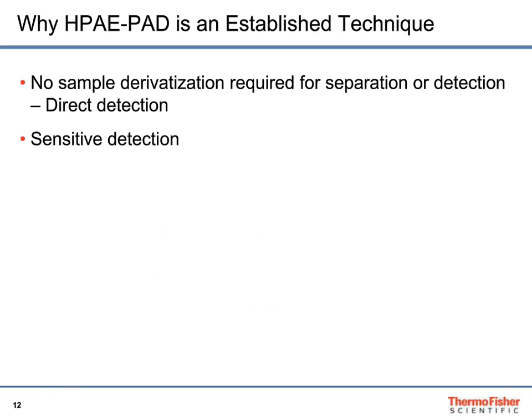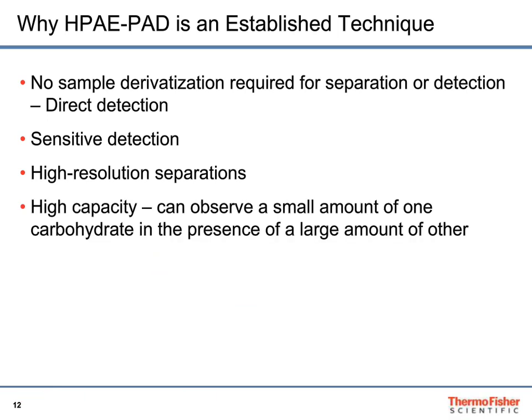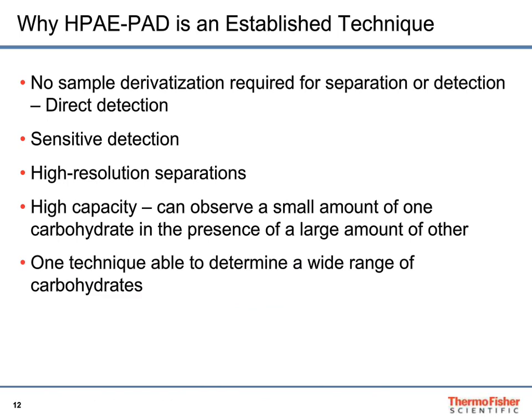Again, high-resolution separations. When this technique first came out, there were separations that had never been seen before by any other technique. High capacity. The columns allow you to determine a small amount of carbohydrate in the presence of large amounts of others. So you can look for, in some cases, impurities, but you can also look for, more likely, low abundance structures of carbohydrates.